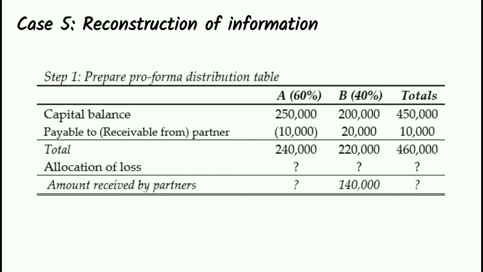The capital balance of A after deducting the receivable from A is 240,000 pesos. And the capital of B after adding the payable to B is 220,000 pesos for a total of 460,000 pesos. Sinabi dito sa case na ang na-receive ni partner B in the cash distribution to the partners ay 140,000 pesos. Yung mga question marks, yan yung hahanapin natin. Yan yung i-compute natin.